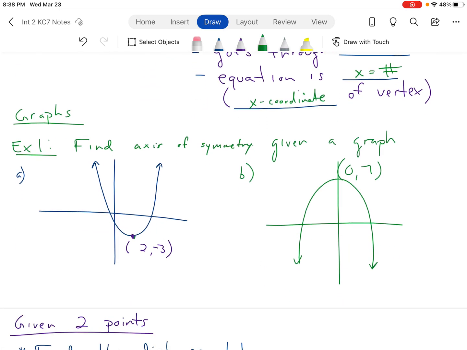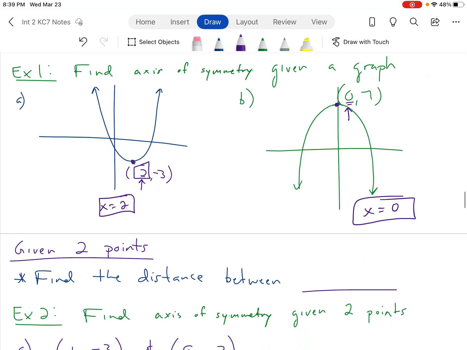Now on a graph, I want to find the axis of symmetry given this graph. If you can see from my first example, I have a parabola going up and my vertex is (2, -3). So my x value would be my axis of symmetry, so x is equal to 2 is my answer. Same thing for my parabola that's going down. This is a negative graph. My vertex is at (0, 7), so my x-coordinate would be 0. So my equation is x equals 0. That's it. That's your axis of symmetry given a graph.